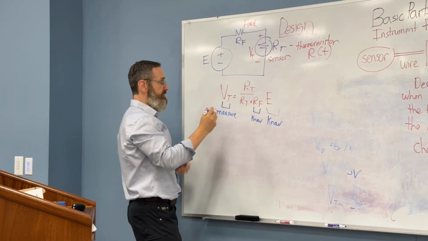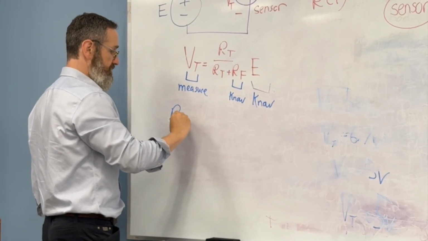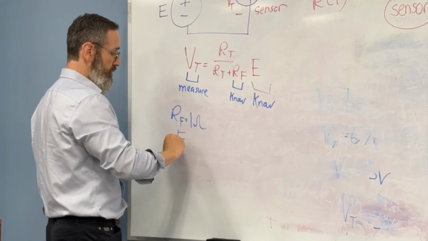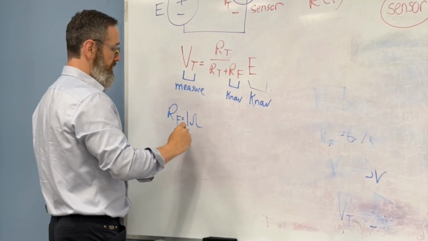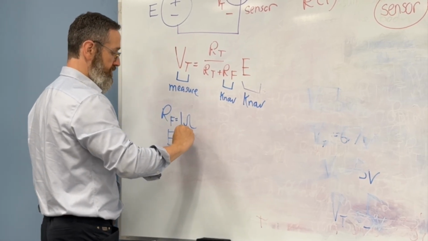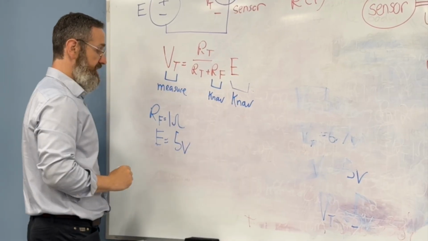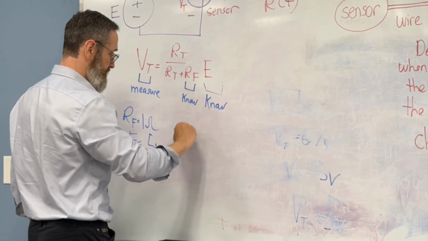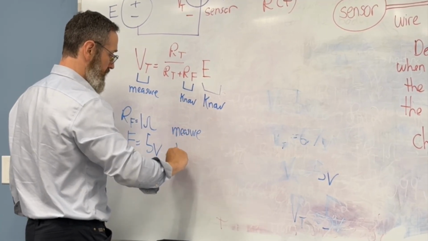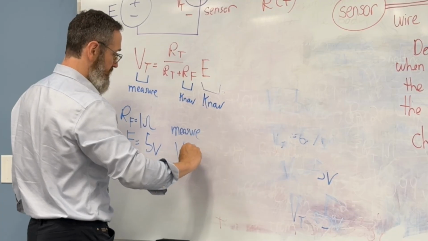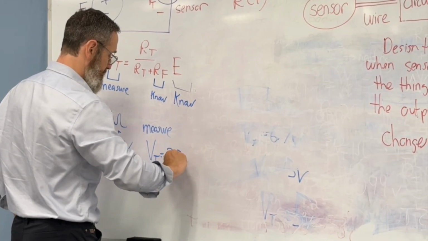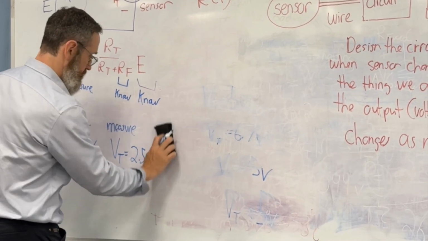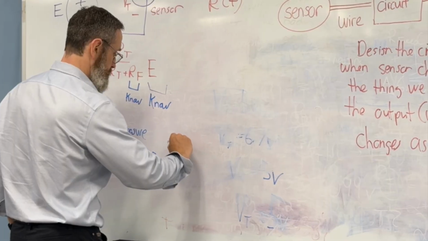If I built everything, and I use the same examples, the values we're very familiar with, if R_F was 1 ohm and E was, well, let's change it just to change it. Let's make it 5 volts. E was 5 volts, all right? And we measure a V_T of 2.5 volts. Then the question is, what is R_T?